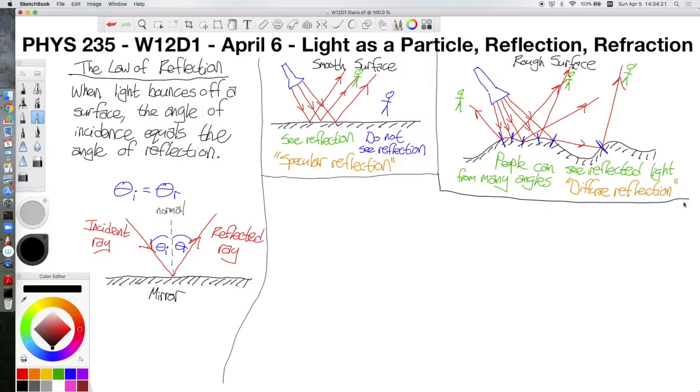Just a couple more notes about things related to reflection. One of them is how we can see ourselves in mirrors as a result of reflection. And when you see yourself in the mirror, what you are seeing is the rays that travel from whatever part of your body you're looking at to your eyes.